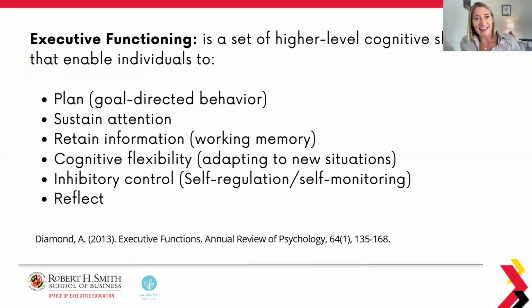So executive functioning, I think, is a term that gets thrown around a lot, but there's not a simple definition to this. Executive functioning involves multiple different types of cognitive processes, including the ability to plan, sustain attention, and retain information, which is really working memory. And working memory really relates to when we're learning something brand new.